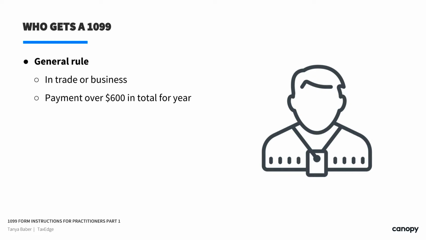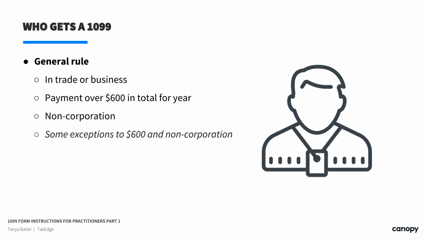And if they're not a corporation. So right away we see, hey, we have an exception to that rule. If somebody's a corporation, we don't have to give them a 1099. That's kind of nice. We're going to start getting into those exceptions, but in the broadest stroke, most of these 1099s we're issuing out are for contractors. If it's in your trade or business, you pay them more than $600 and they're not a corporation, likely you're going to have to give them a 1099.